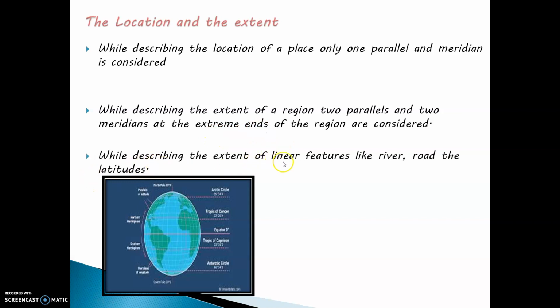While describing the extent of linear features like rivers and roads, the latitudes are important. For example, if we want to locate any particular river or lake or ocean on the earth, we take care of only the latitudes and we do not consider the longitude. So for example, if any particular river lies over here, we will have to see on which latitude the river lies. I'm sure this is clear to you.